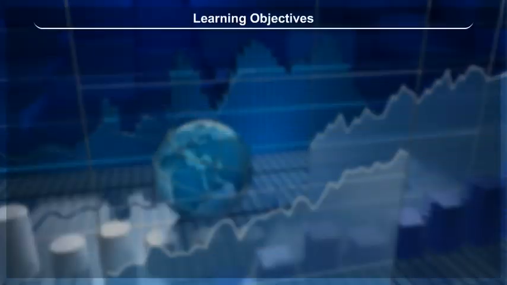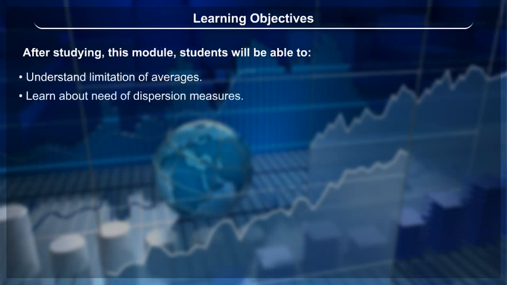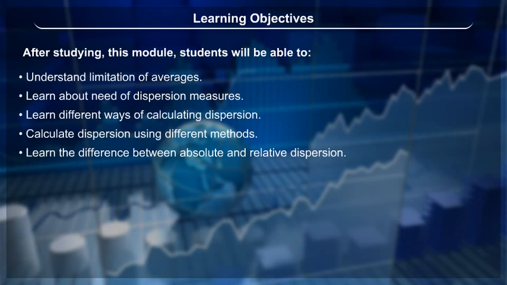Learning objectives. After studying this module, students will be able to understand the limitation of averages, learn about the need for dispersion measures, learn different ways of calculating dispersion, calculate dispersion using different methods, learn the difference between absolute and relative dispersion, and know about the Lorenz curve.